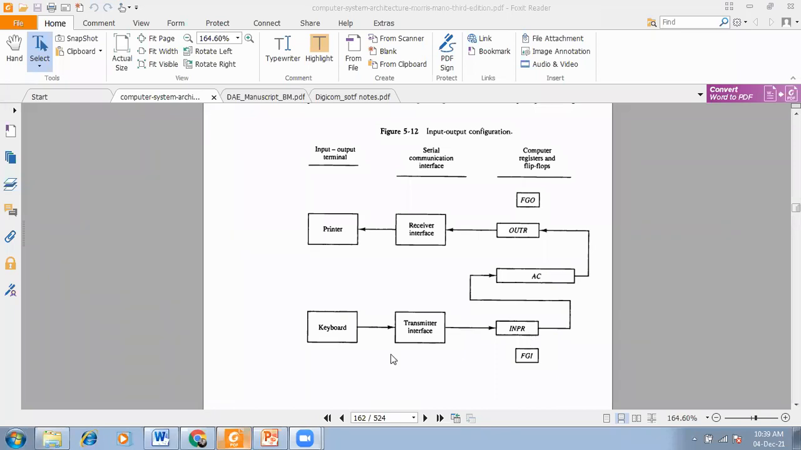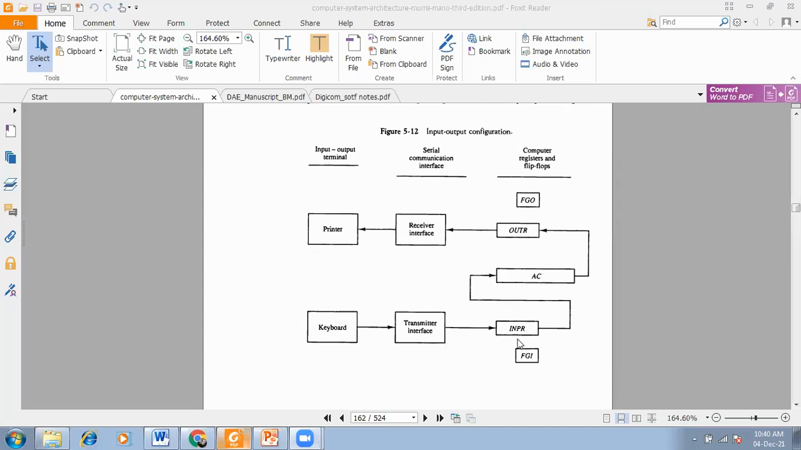So when this FGI is 0, that means the data which you are entering on the keyboard will move to the input register. Clear? So after that, what will happen? This data will move to the accumulator. When this communication takes place from the input register to the accumulator, at that time FGI should be high. If FGI is low, there is no data communication between INPR and the accumulator.